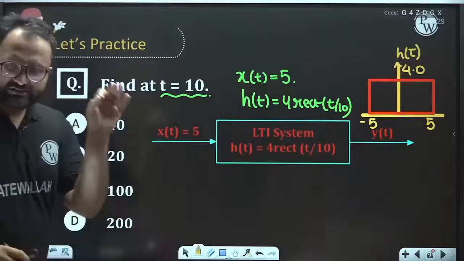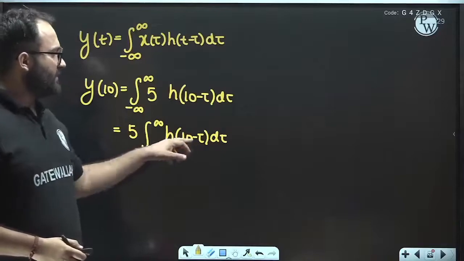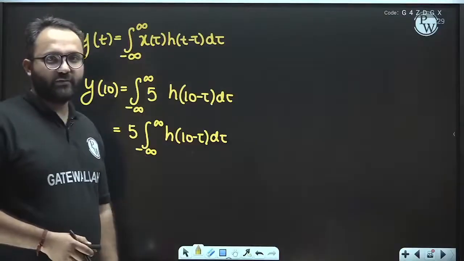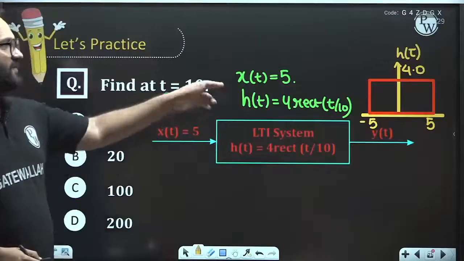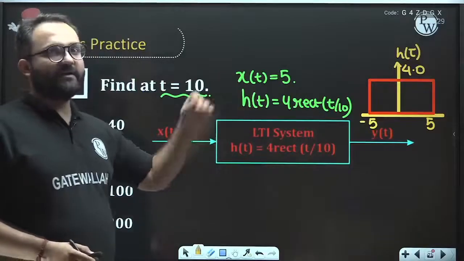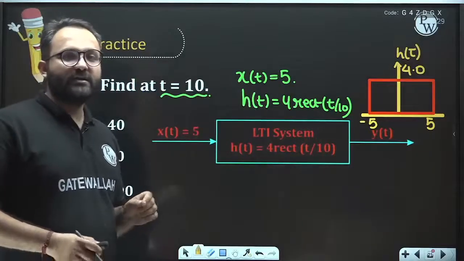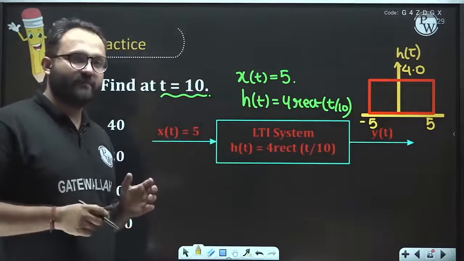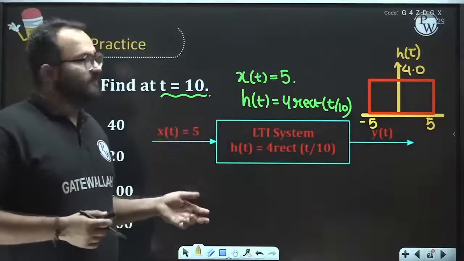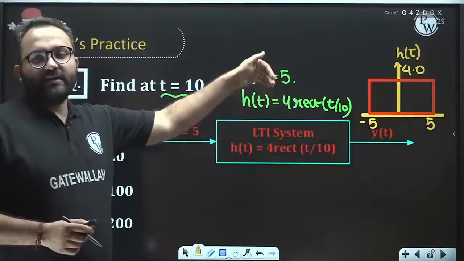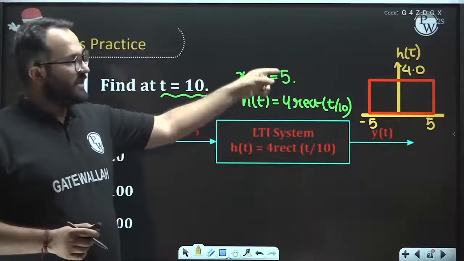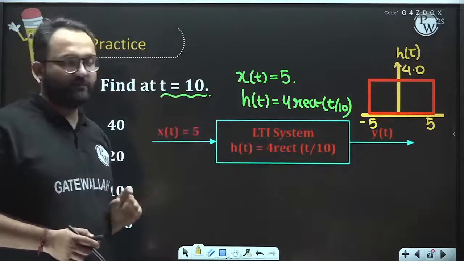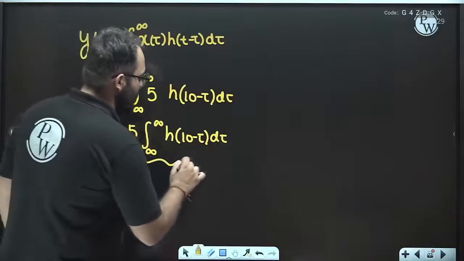Now just think. If we shift the signal or invert it and we integrate this rectangle from minus infinity to infinity, the area of the rectangle will not change. If we invert it, we shift it, the area will always be equal to height 4 times width 10, that is 40. So this value will always be 40.